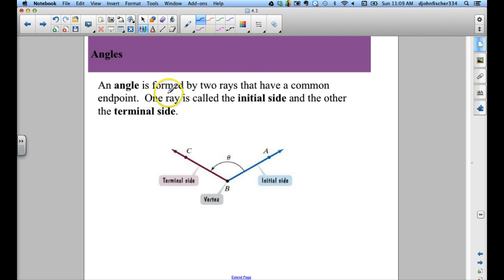An angle is formed by two rays that have a common endpoint. One ray is called the initial side, and the other is the terminal side. So I always say an angle is formed where a ray is rotated from its initial side to its terminal side. And that's what an angle is. It's when a ray, here's my initial side, is rotated from the initial side to the terminal side, and it's rotated around its vertex. So if I was looking for a definition, that's what I would be looking for. It's a ray rotated at its vertex from its initial side to its terminal side.